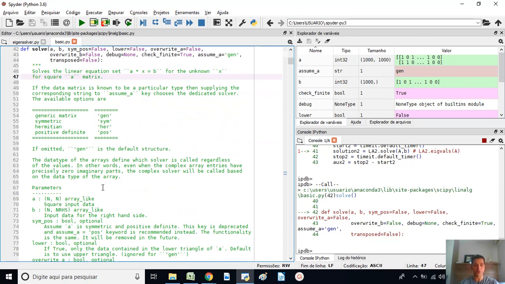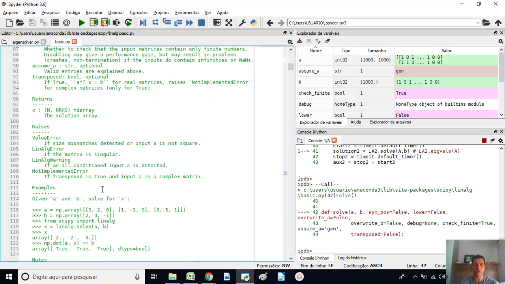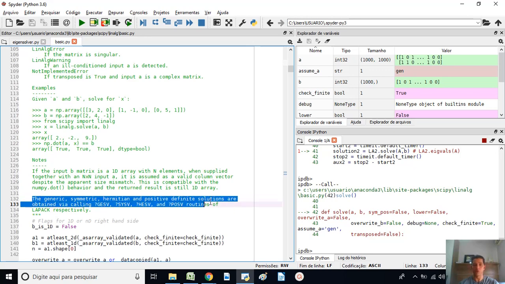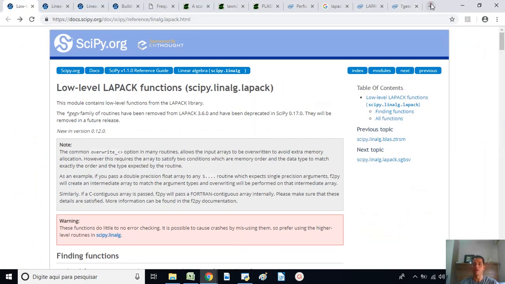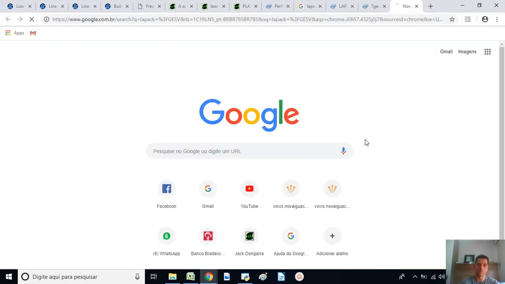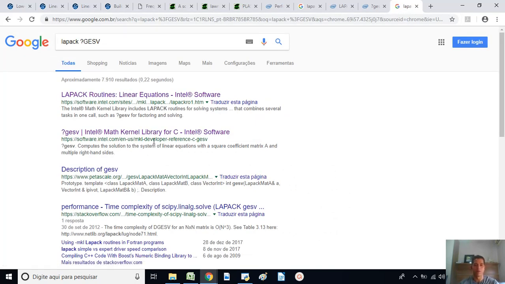So let me show you here in the description of the function. The generic, symmetric, Hermitian, and positive definite solutions, the types of matrix we are talking about right now, are obtained by calling these four routines of LAPACK, respectively. So let me show you, for example, this function, GESV. Let us search for it and see its description in LAPACK. Just a moment.